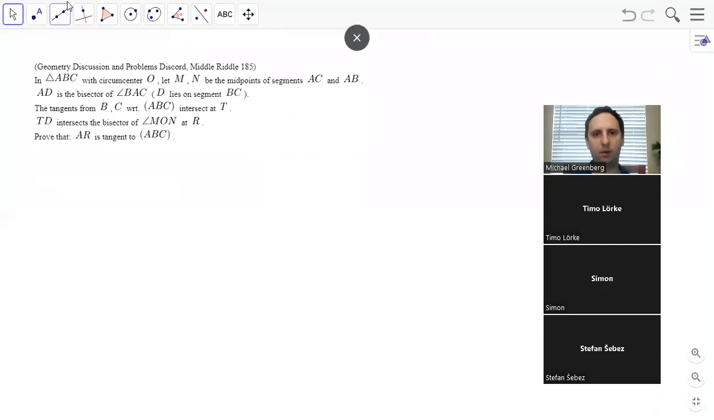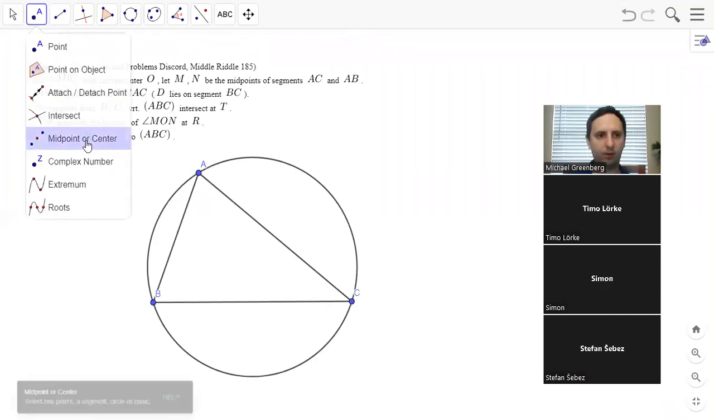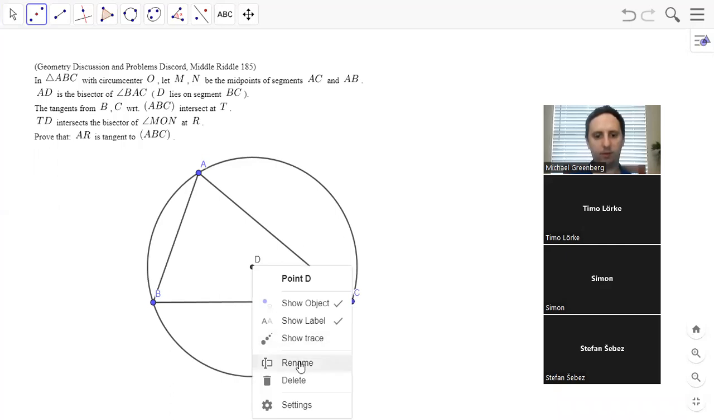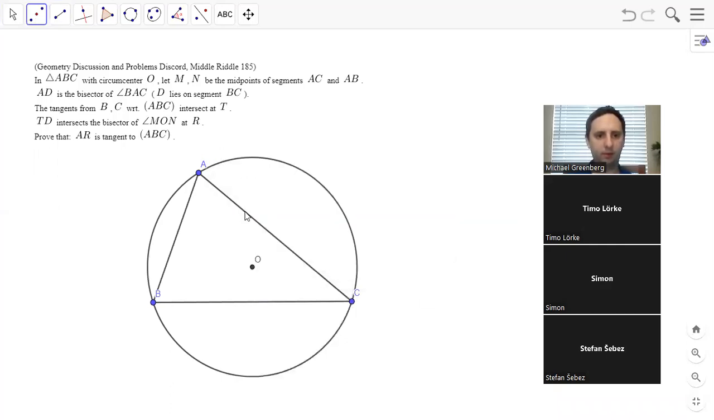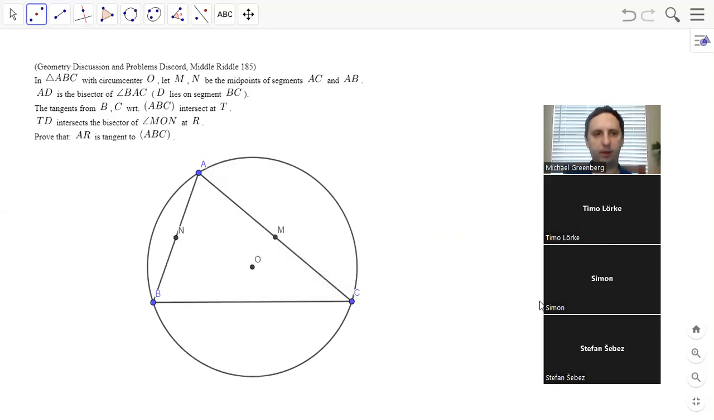All right, so I'm going to share my screen. So here's the first problem. Can you all see it? Yeah. All right. So we have a triangle ABC with circumcenter O, and M and N are the midpoints of AC and AB. So O is the center, and M and N are the two midpoints. And then we have the angle bisector of A. And then we draw the tangents from B and C. So we have like a symmedian configuration.